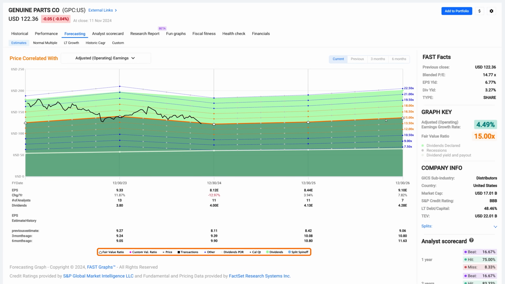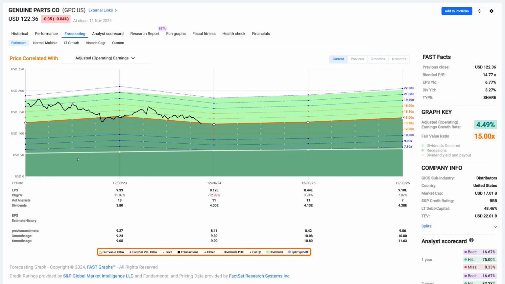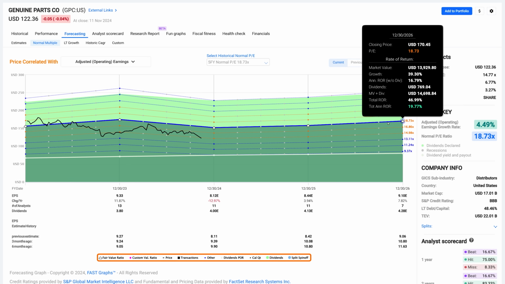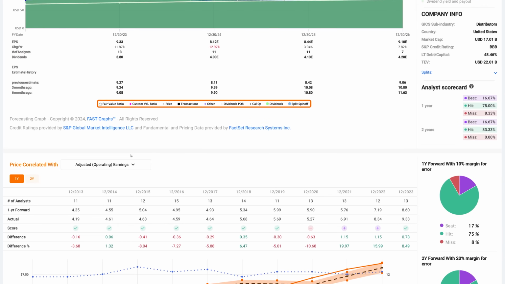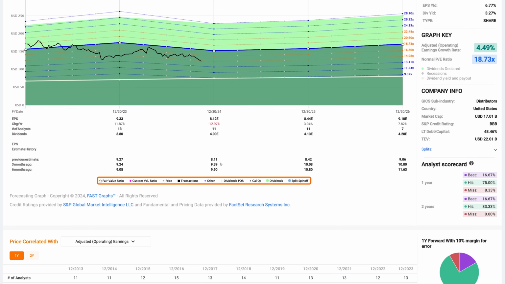Now, the analysts are only expecting 4.49, and at a 15 PE ratio, that wouldn't give you a giant return, but it would still give you a nice return of over 8.5%. If we went in and looked at the normal multiple and calculated our future return based on an 18 or 19 multiple, then this stock could generate a 19 or 20% rate of return. Okay, and it has an analyst scorecard that has been very good on the 1 year and excellent on the 2 year, where it's always exceeded the estimates.